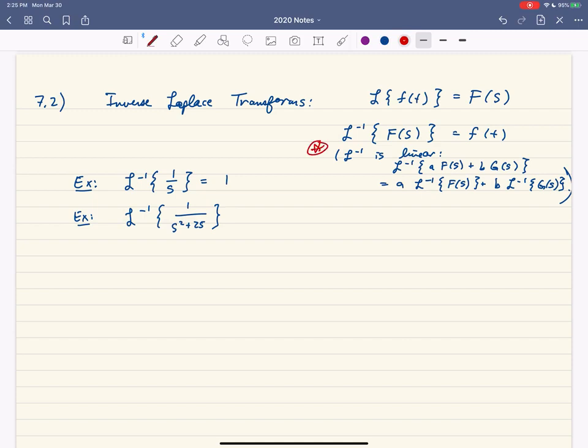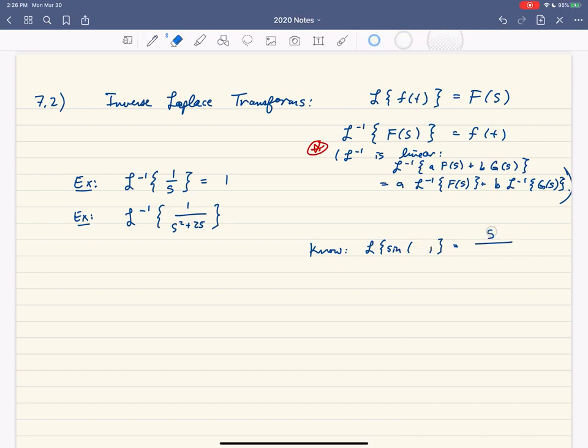So if I were to look at the inverse Laplace transform of 1 over s squared plus 25, what we need to do is think about what do we know about 1 over s squared plus 25? Well, we know that this kind of looks like the Laplace transform of sine of 5t, right? Because the Laplace transform of sine of 5t was 5 over, I shouldn't have picked 5.